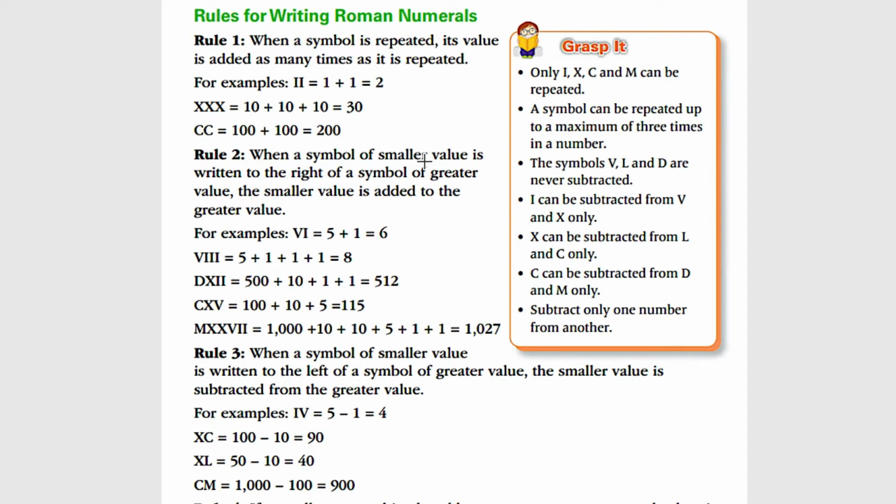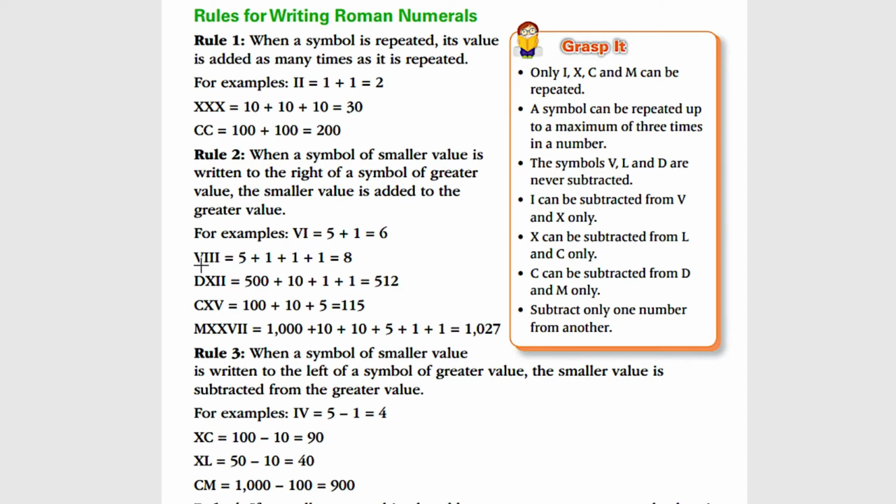So when a symbol of smaller value is written to the right of a symbol of greater value, so पहले larger numeral है and then we have smaller numeral, then we have to add their values. So value of V is 5, value of I is 1, and adding these two we have the result 6. So 6 के लिए रोमन न्यूमरल क्या है? V followed by I. पहले larger numeral then smaller numeral.